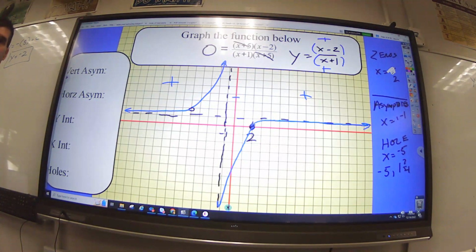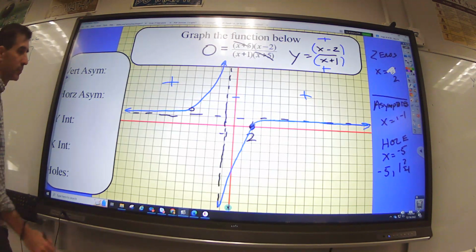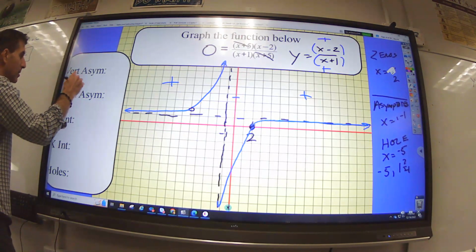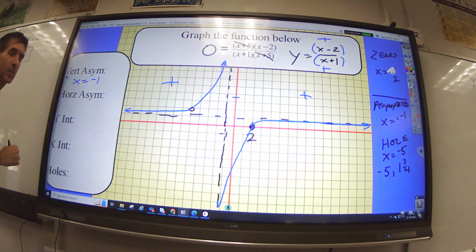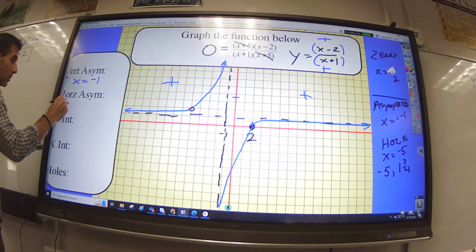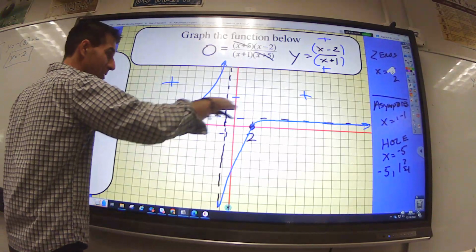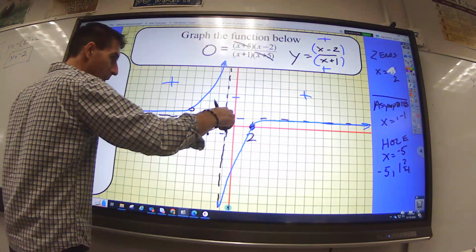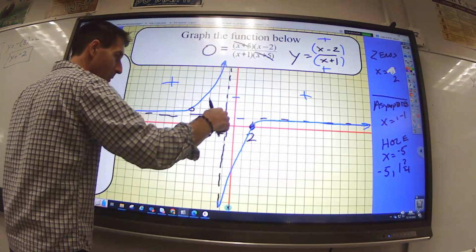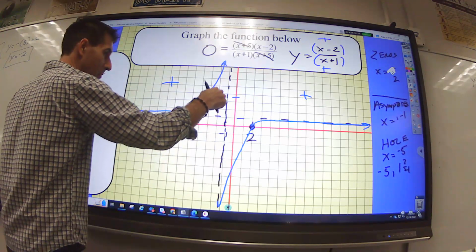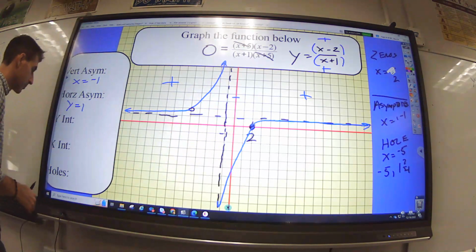What is my vertical asymptote? X equals -1. Make sure you say it's x equals -1. What is my horizontal asymptote? What equals 1? Y. Y equals 1 is my horizontal. Even though it's going like this, it's still y equals 1. It goes that way. This is x equals -1. It's still x equals -1.